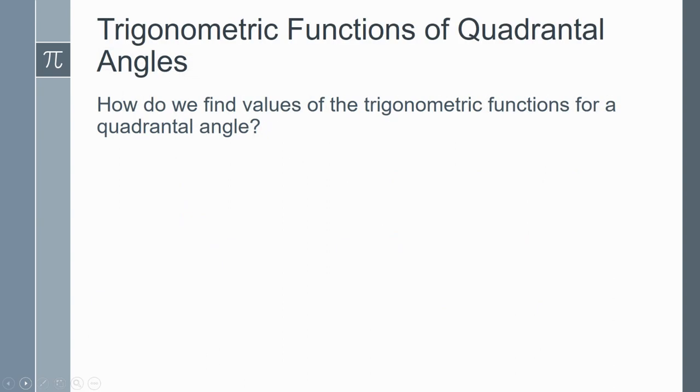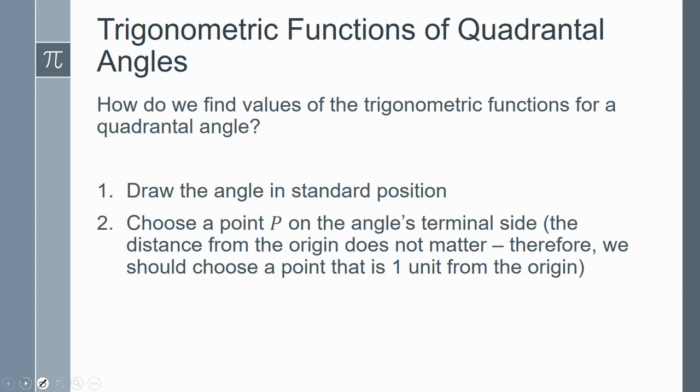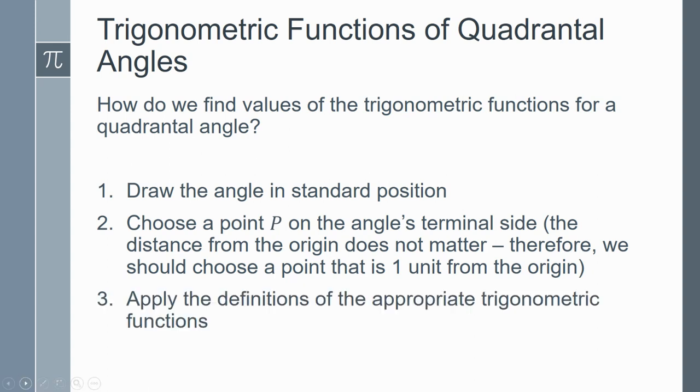All right, trig functions of quadrantal angles. So remember, quadrantal angles are angles that lie on the axes. So how do we find values of these trig functions for a quadrantal angle? Well, we'll draw the angle in standard position. We'll choose a point P on the angle's terminal side. So once again, it's going to be on one of the axes, but we're going to think about it in terms of having a unit of 1 from the origin. So I'll explain more about that in a second, but we'll always think about a unit of 1. And then we'll apply the definitions of the appropriate trig functions.